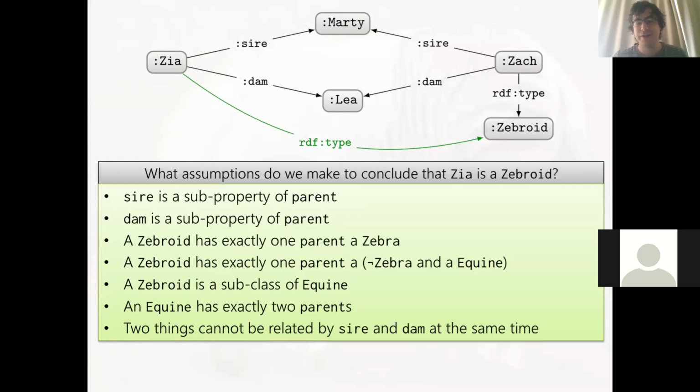Okay, so with all of these assumptions, you can trust me for the moment, we can actually infer these sorts of logical claims, we can deduce that Zia in this case must be a zebroid.